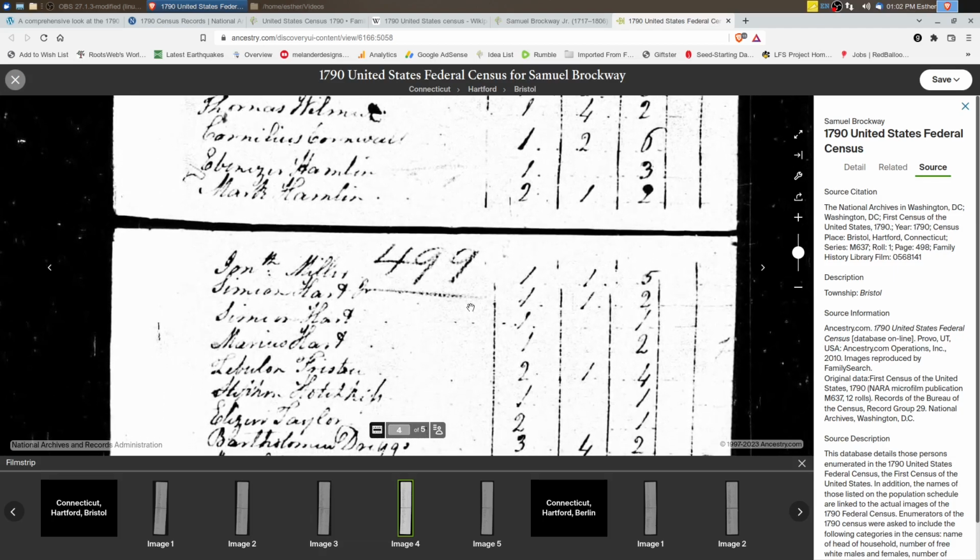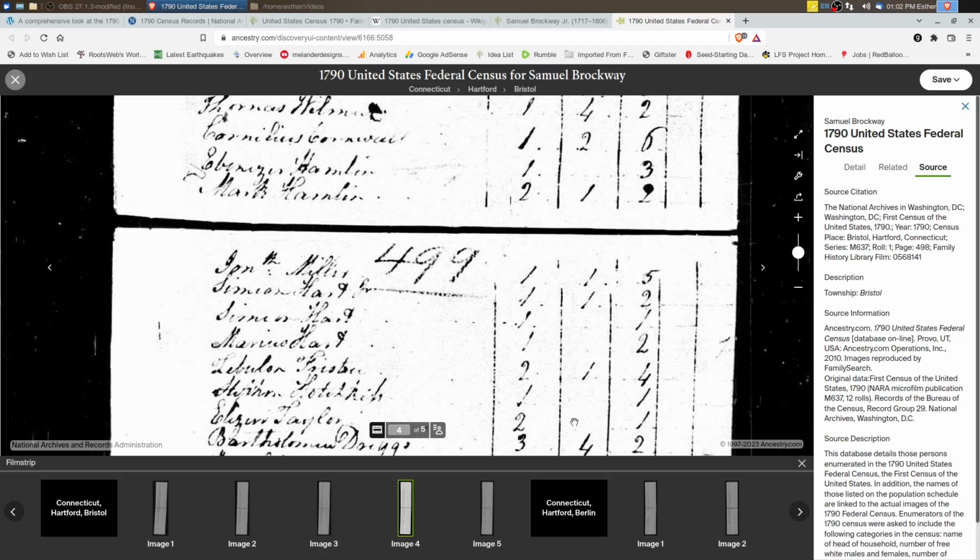And you can see that there are page numbers, and then we have the columns. So the first column is the number of white males over the age of 16. The second column is the number of white males under the age of 16. The third column is the number of females. The fourth column is the number of total free people, including Africans. And then the last column is the number of slaves.